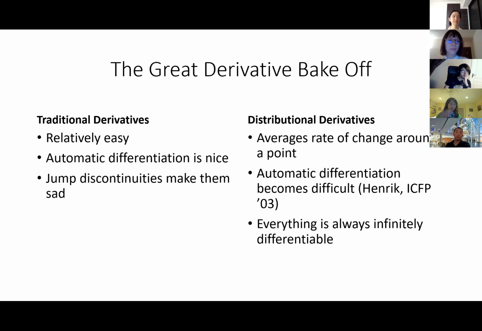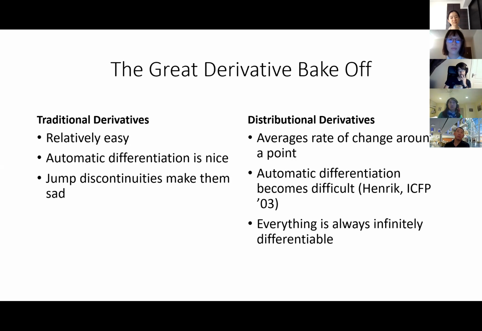So now we just have a little bit of comparison between the two types of derivatives that we have. Traditional derivatives are relatively easy, and we can do automatic differentiation. In fact, automatic differentiation was developed around traditional derivatives. You can't differentiate around jump discontinuities. Whereas with distributional derivatives, you can no longer really sample at points, unfortunately, because that's the trade-off. But you can sample around arbitrarily small neighborhoods by just shrinking the radius of the test function.